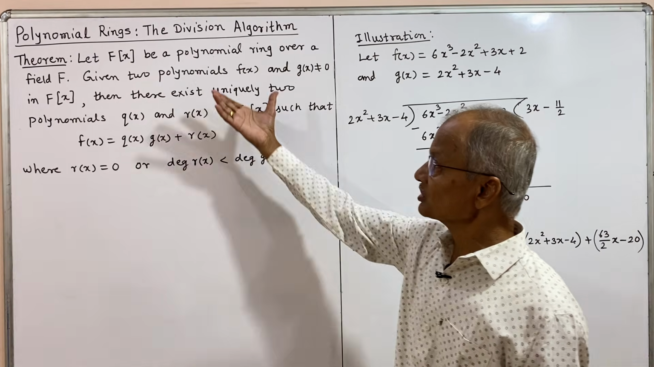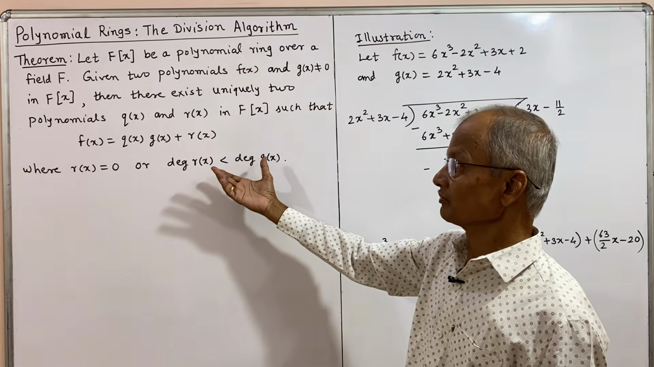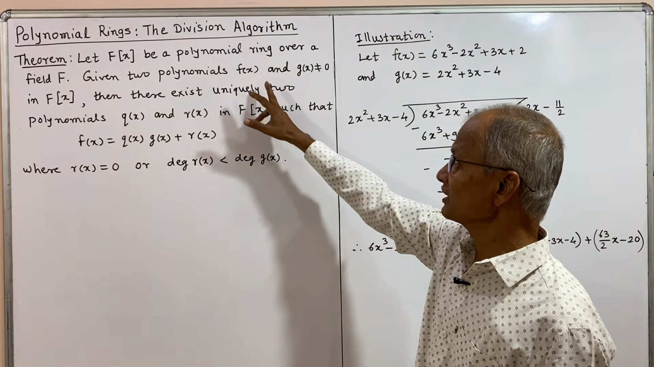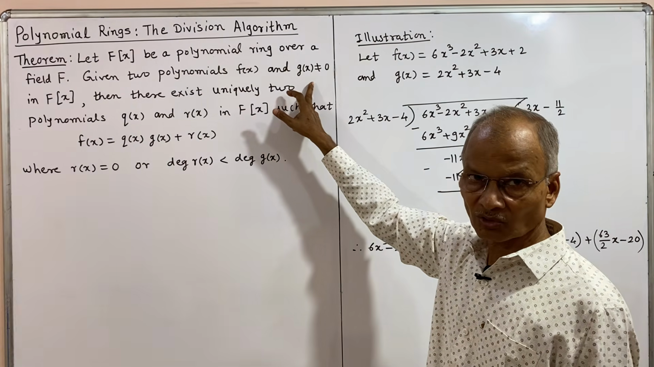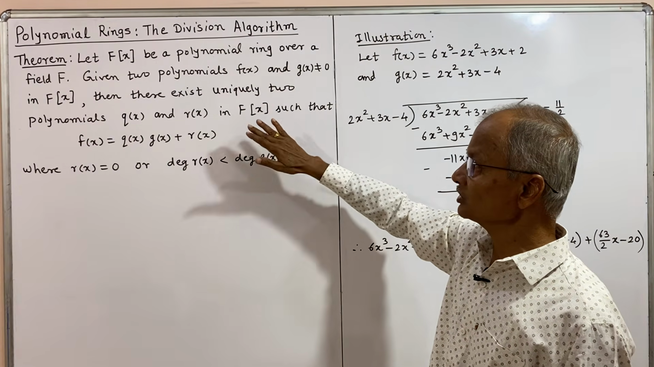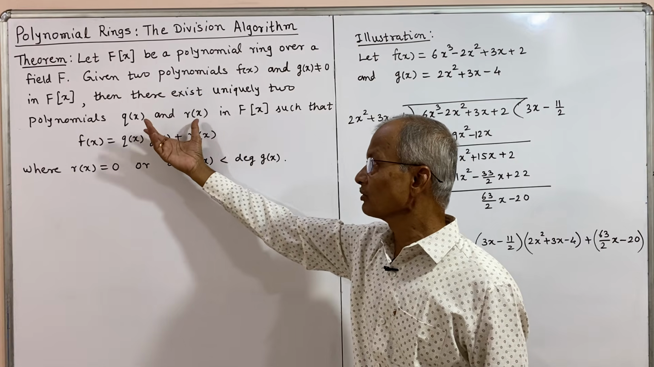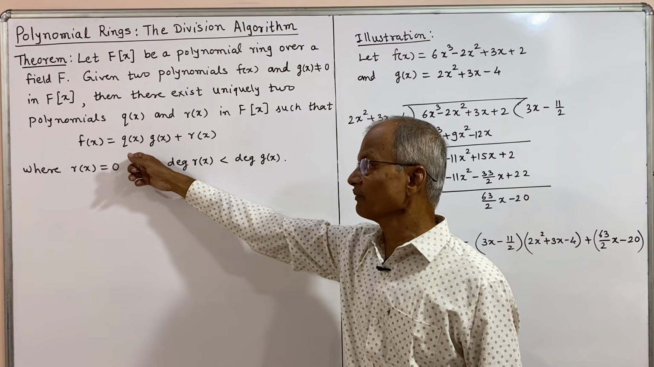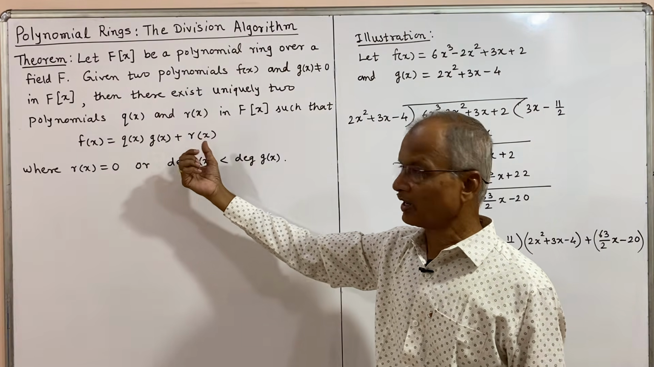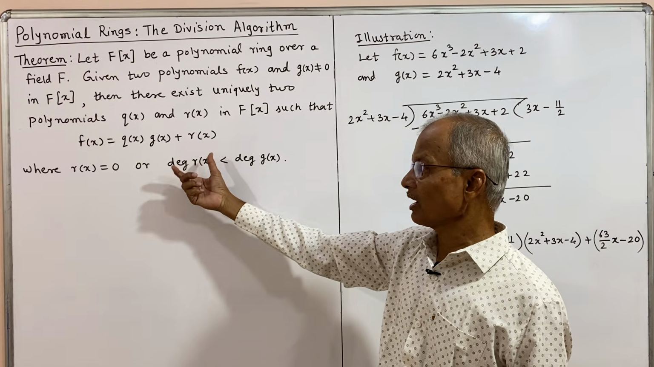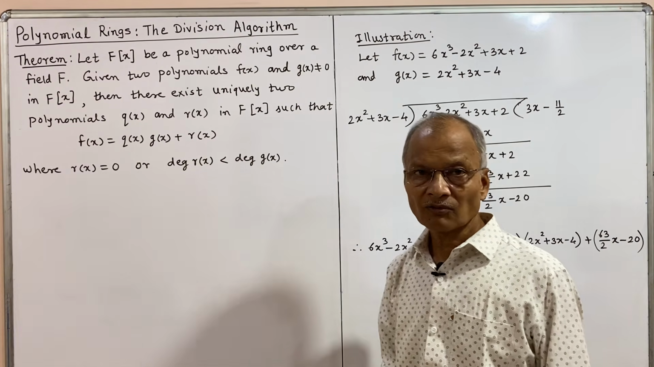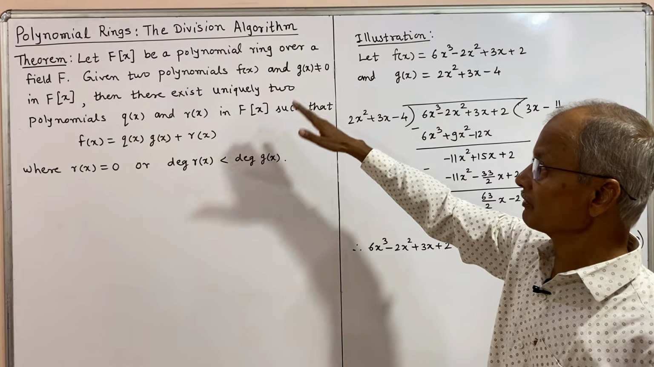And this is the division algorithm. That means given two polynomials f and g, with g non-zero, there exists a pair of polynomials q(x) and r(x) such that f(x) is written in this form, where the condition for r(x) is like this. Now we shall illustrate this process of the division algorithm.